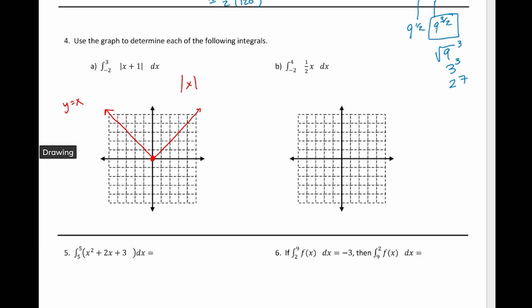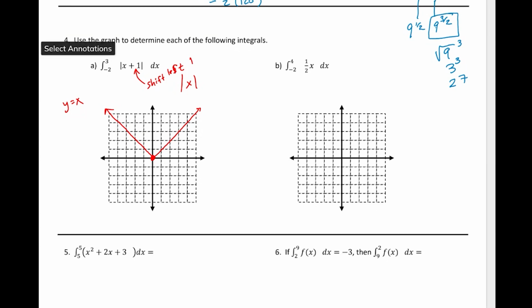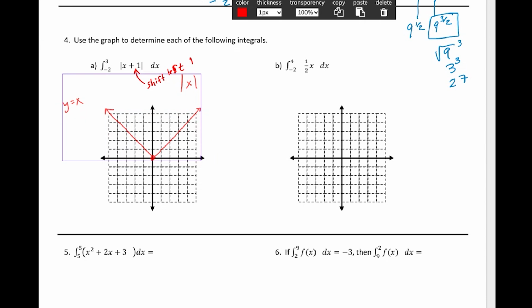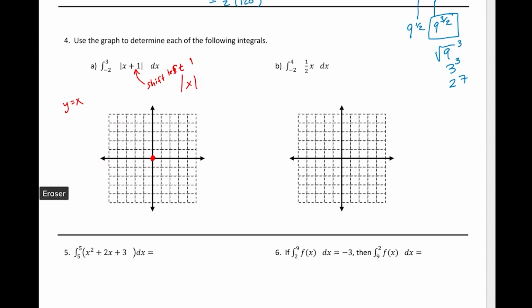Now, if I have the absolute value of x plus 1, then that plus 1 is going to cause a horizontal shift to the left. It's going to shift left 1. And so instead of this V-looking graph having a vertex at the origin, it's going to have one at -1, right here. So here's what the graph looks like. And once we get that graph down, we should be able to answer the question pretty easily.